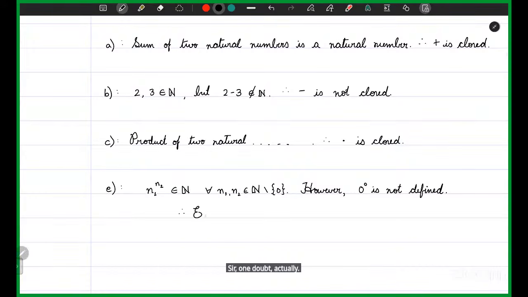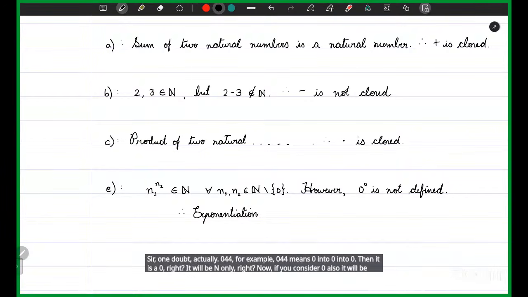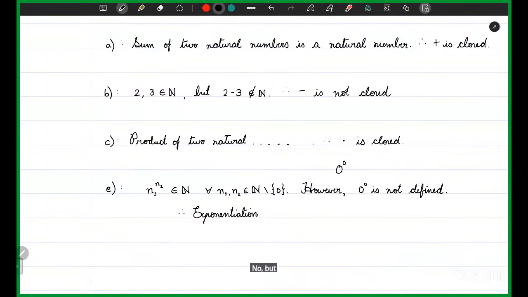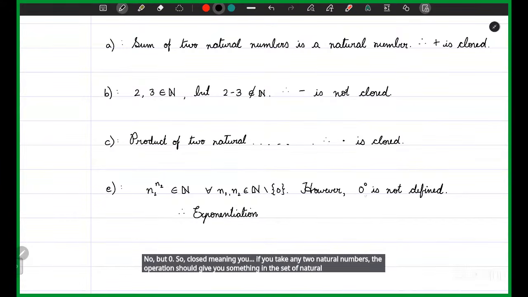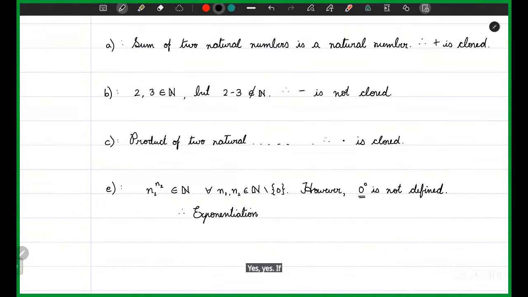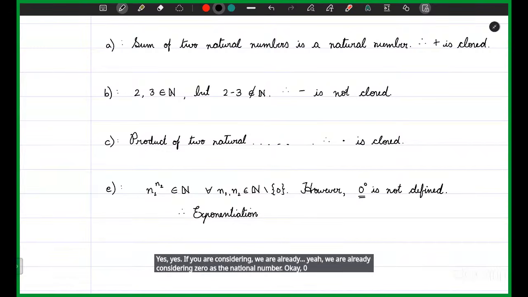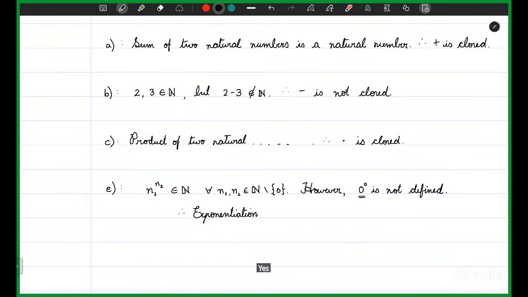Sir, one doubt. 0 power 4 means 0 into 0 into 0, then it is 0, right? It will be in N only. Now, if you consider 0 also, it will be N only. No, but 0 power 0. Closed means if you take any two natural numbers, the operation should give you something in the set of natural numbers. We are already considering 0 as a natural number. 0 power 0, you are saying 1? No, it is not defined. 0 power 0 cannot be defined.